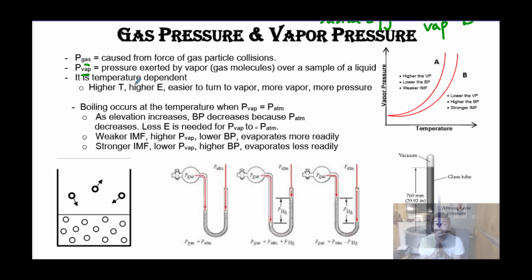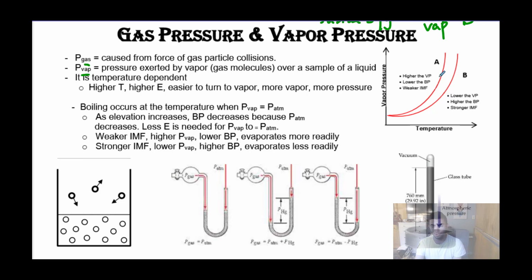Vapor pressure is completely temperature dependent. If I increase the temperature of a liquid, I'm providing more energy to all of the particles, but remember, they don't all have the same energy. There's that distribution. And I'm increasing the fraction of particles that have high enough energy to turn into vapor. So if I increase the temperature, more energy is provided, more of them have enough energy to turn into vapor. More vapor means more collisions, and that means more pressure.